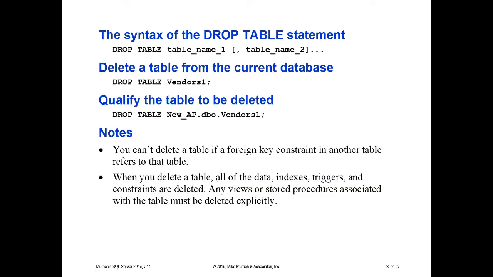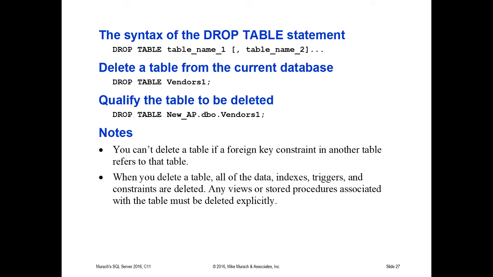We can drop a table, and oftentimes if we try to modify a table, we'll find that we're not able to. We have to actually drop the table and then create it again. It can be a problem. We can't delete a table if a foreign key constraint in another table refers to that table. So we have to make sure that we create and drop things in the right order.